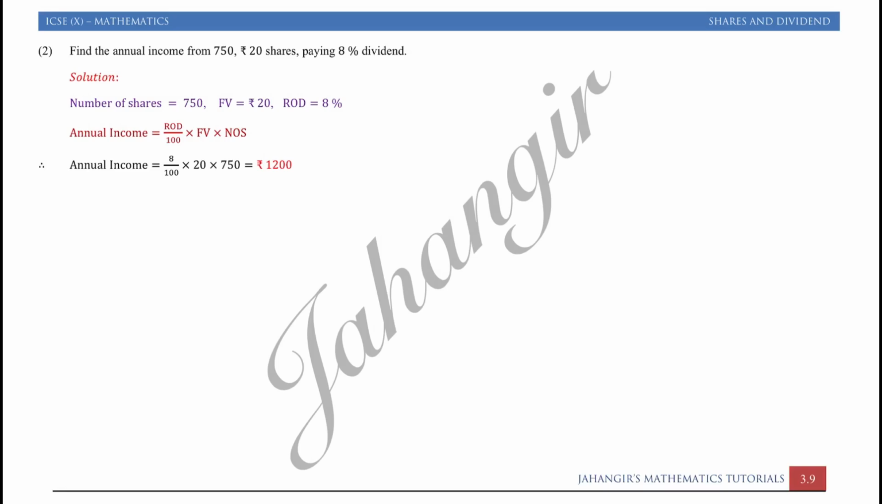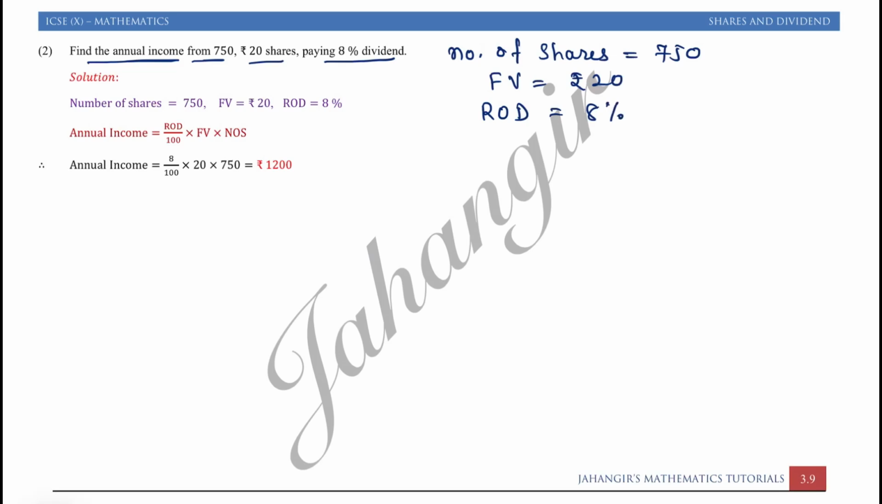Now second, find the annual income. Find the annual income from 750 rupees 20 shares paying 8% dividend. So here you have to find dividend. Income means dividend. Annual income means annual dividend from 750. What is 750? It's number of shares. Number of shares is 750. Its value is rupees 20, that is always fixed value, paying 8% dividend. So its rate of dividend is 8%. You can write it as ROD.